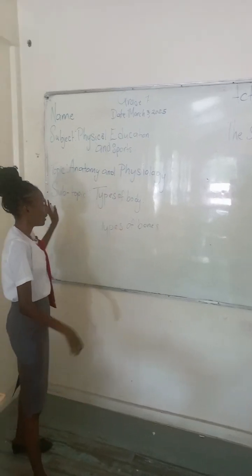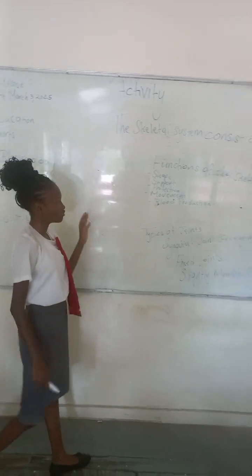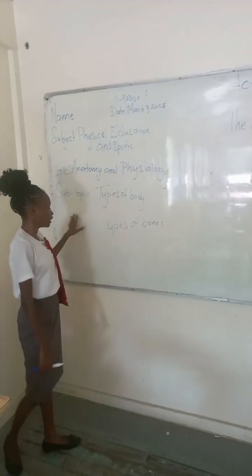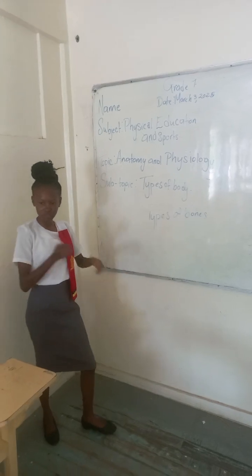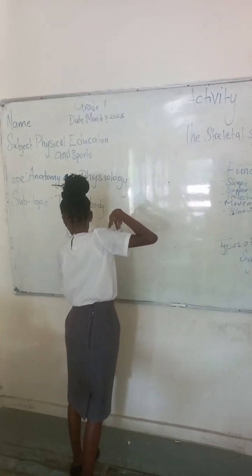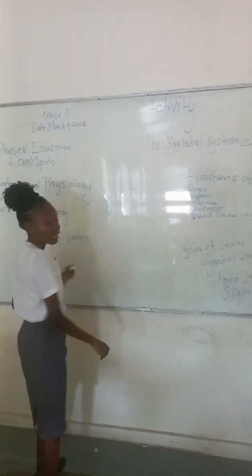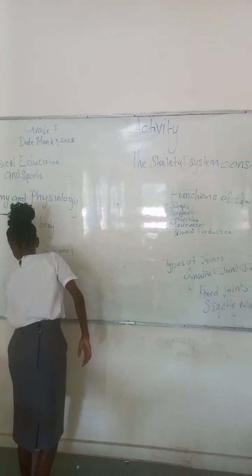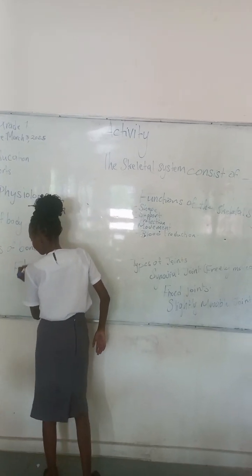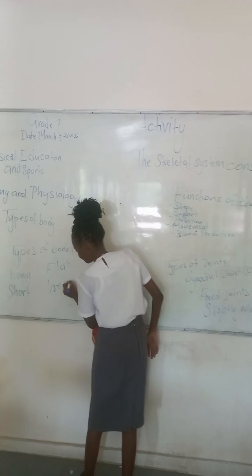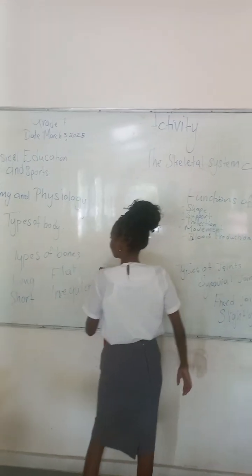Good. So, you guys just watched the video, so tell me some things that you learned. So, we can start off with the types of bone. Okay. First bone is long. Then we have short bone. Then we have flat, and irregular. Okay. Thank you.